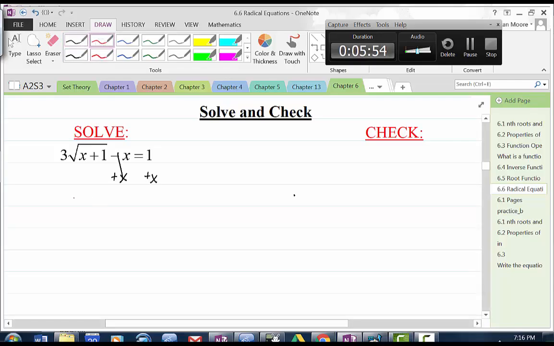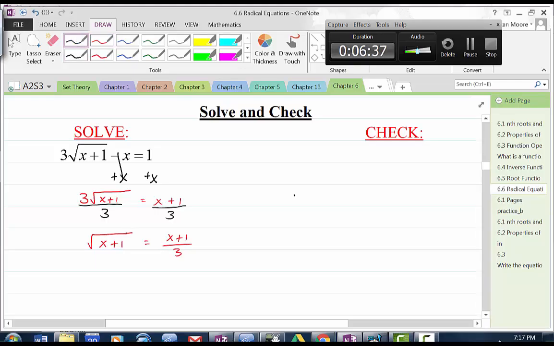then I know that what I'm dealing with now is 3 times the square root of x plus 1 equals x plus 1, since I added x to both sides, right? Then from here, can I divide by 3 on both sides? Yeah, divide by 3 on both sides, right? So now I'm dealing with the square root of x plus 1 equals x plus 1 over 3.